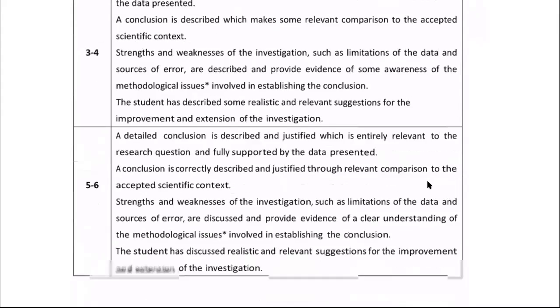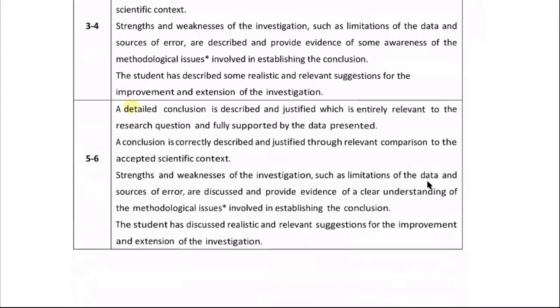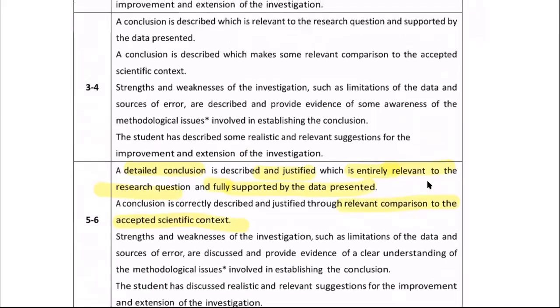On this one, the first one here says a detailed conclusion is described and justified, which is entirely relevant to the research question and fully supported by the data presented. Okay, and then there are other ones, like you do a relevant comparison to the accepted scientific context. That goes with your background research. So if you do something related to titrations, you have done background research on acids and solutions that you can tie in to your data and your conclusion. If you're doing calorimetry, then maybe you're looking up the energy or the calories in certain foods that you're using for your calorimetry lab, okay?